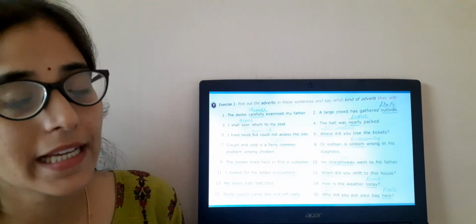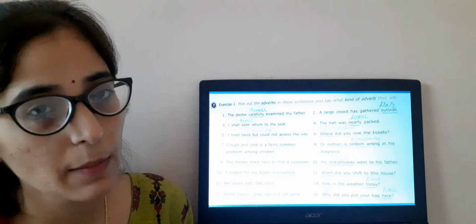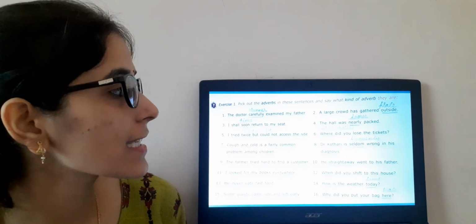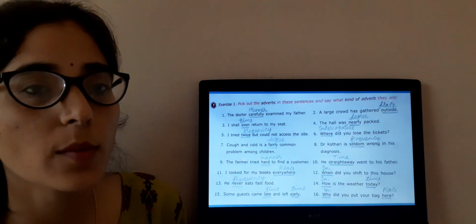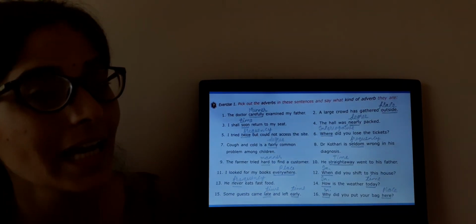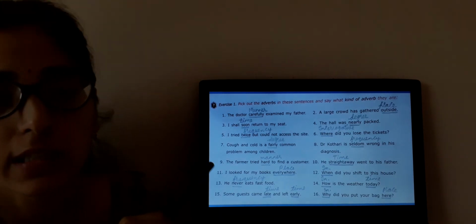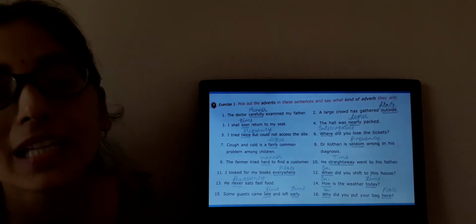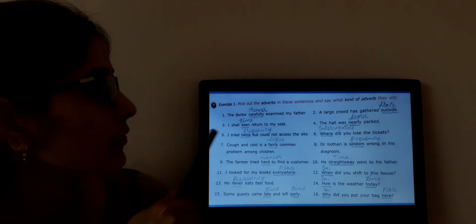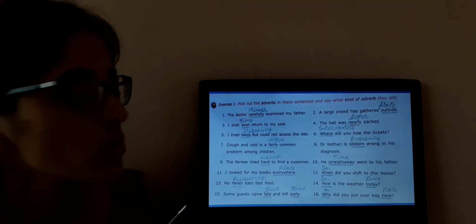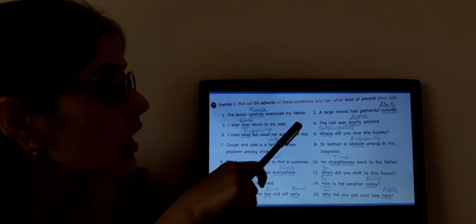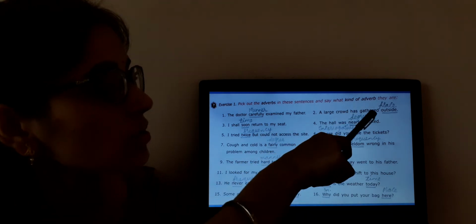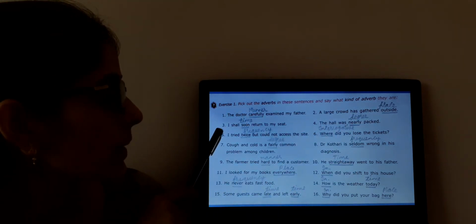Now this is your exercise number 1 from your Essential Grammar textbook. Just go through it. Pick out the adverbs in the sentences and say what kind of adverbs they are. We have already discussed the kinds of adverbs and now we shall apply them here. The doctor carefully examined my father. So how did the doctor examine? Carefully. Adverb of manner. Second one, a large crowd has gathered outside. So where? Outside. So it is place, representing the place.